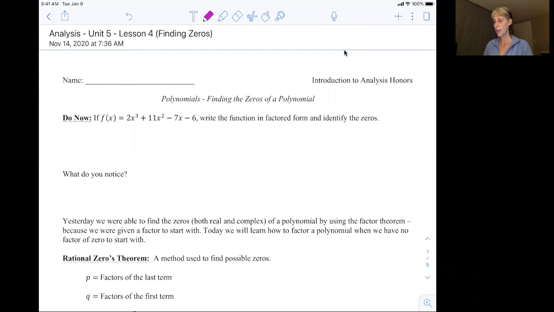Hello, everybody. Today we're on Unit 5, Lesson 4, Finding Zeros. So we're still in the polynomial unit.